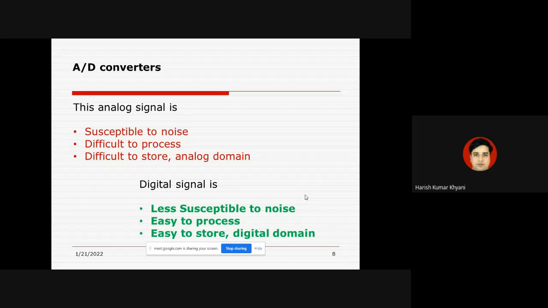So first we'll see the A to D converters, right? We all know that an analog signal is susceptible to noise, and it is very difficult to process, and also difficult to store in the analog domain. Whereas if we talk about the digital signal, it is less susceptible to noise, easy to process, and in the digital domain it can be easily stored. Now first we'll see how an A to D converter works.